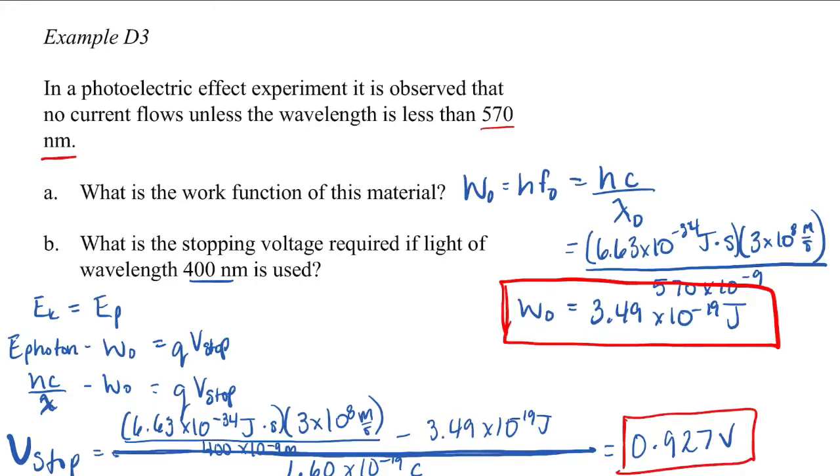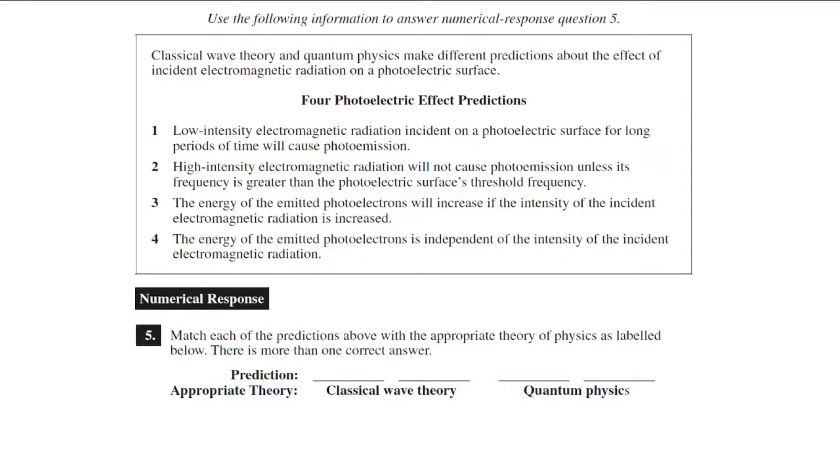Okay? Just to give you a little bit of context, here's a few old diploma questions about the photoelectric effect. Because a lot of people have a hard time figuring out what was the classical wave theory again, and then what did quantum physics come along and explain. So here's 4 photoelectric effect predictions, and you have to sort them into classical wave theory and quantum physics. Which of them was the classical wave theory that predicted it, and which of them was the prediction from quantum physics?